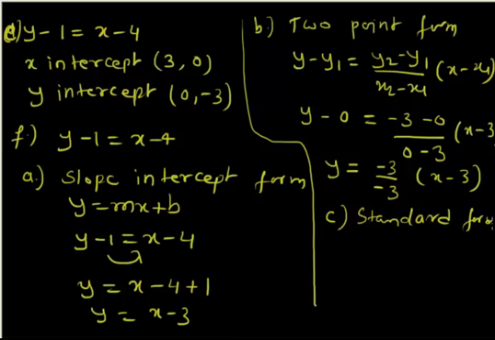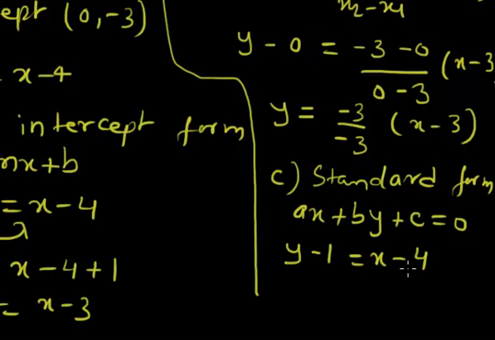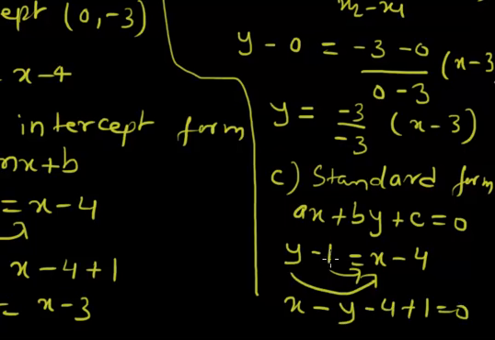Standard form is written as ax plus by plus c equals 0. So I will write this equation by putting all the values on one side. y minus 1 equals x minus 4. I'll take both these values on the other side. So I have x minus y minus 4 plus 1 equals 0. Minus 1 being negative on the other side becomes plus 1 and the equation becomes x minus y minus 3 equals 0. This is the standard form corresponding to the given equation.